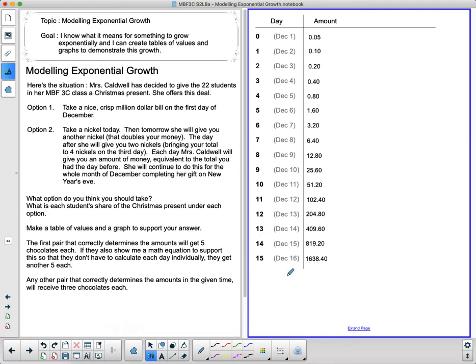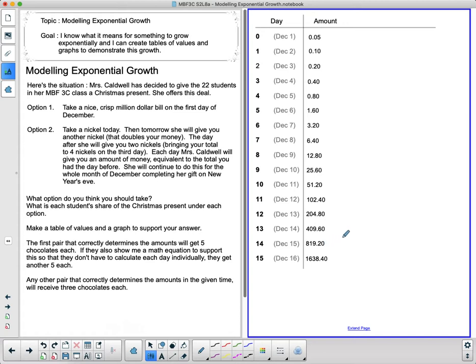I'm pretty confident you guys could all double numbers. So the one thing that I want you to notice is that it moves along pretty slow. So, at the end of the first week, you only have $6.40. So it's kind of looking like, maybe I should have taken the $1 million on day one. But then take a look, by the end of the second week, you're up to $819. And it's like, this is growing pretty quick.